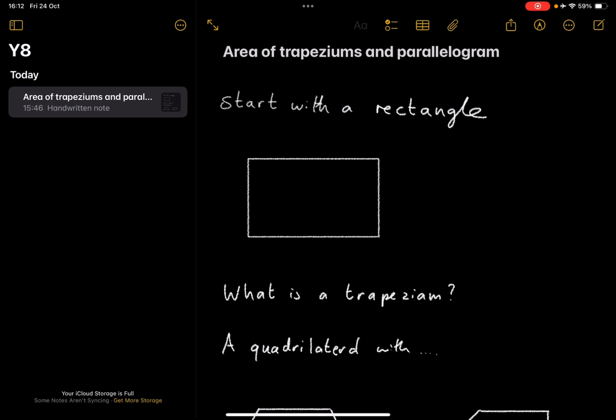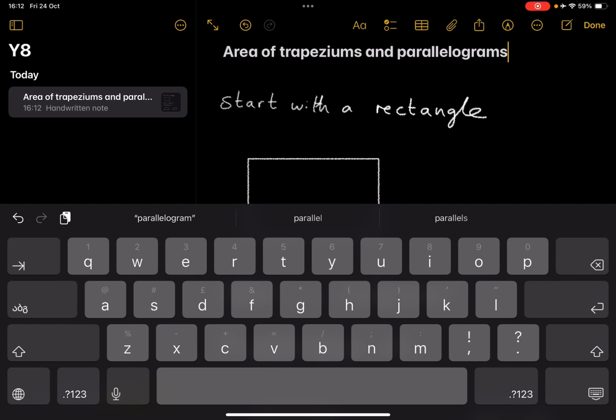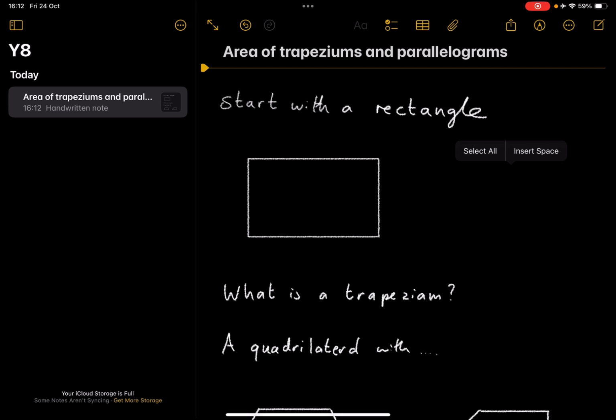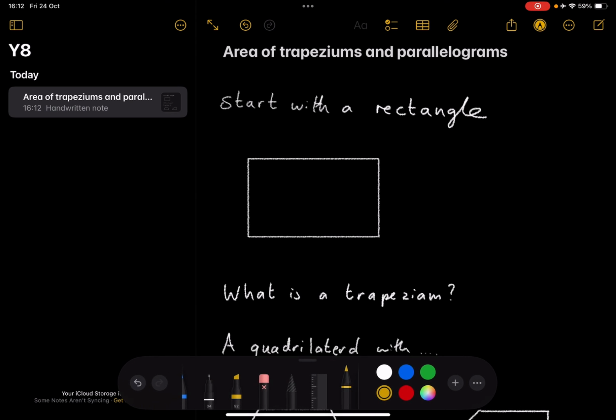Sorry, there we are. What you're doing today in this lesson is area of trapeziums and parallelograms. So we start with a rectangle. So consider that. We've got the base and the height. So the area is just the base times the height, b times h.